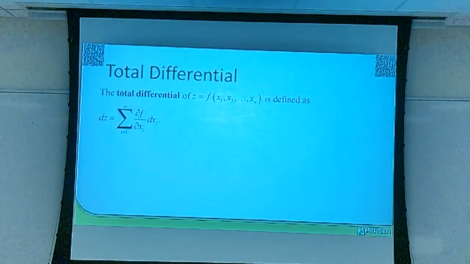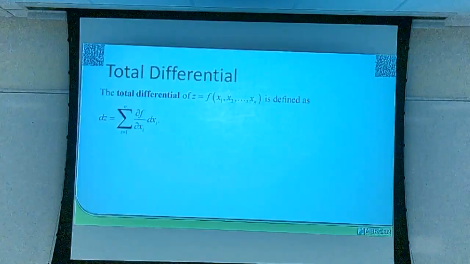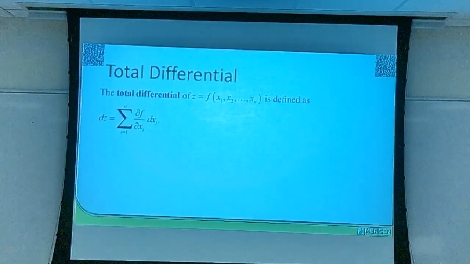So total differential: if you have a multivariate function, z is a function of, say, n independent variables, then the total differential is just the sum of the partial of f with respect to each variable times the differential for that variable.